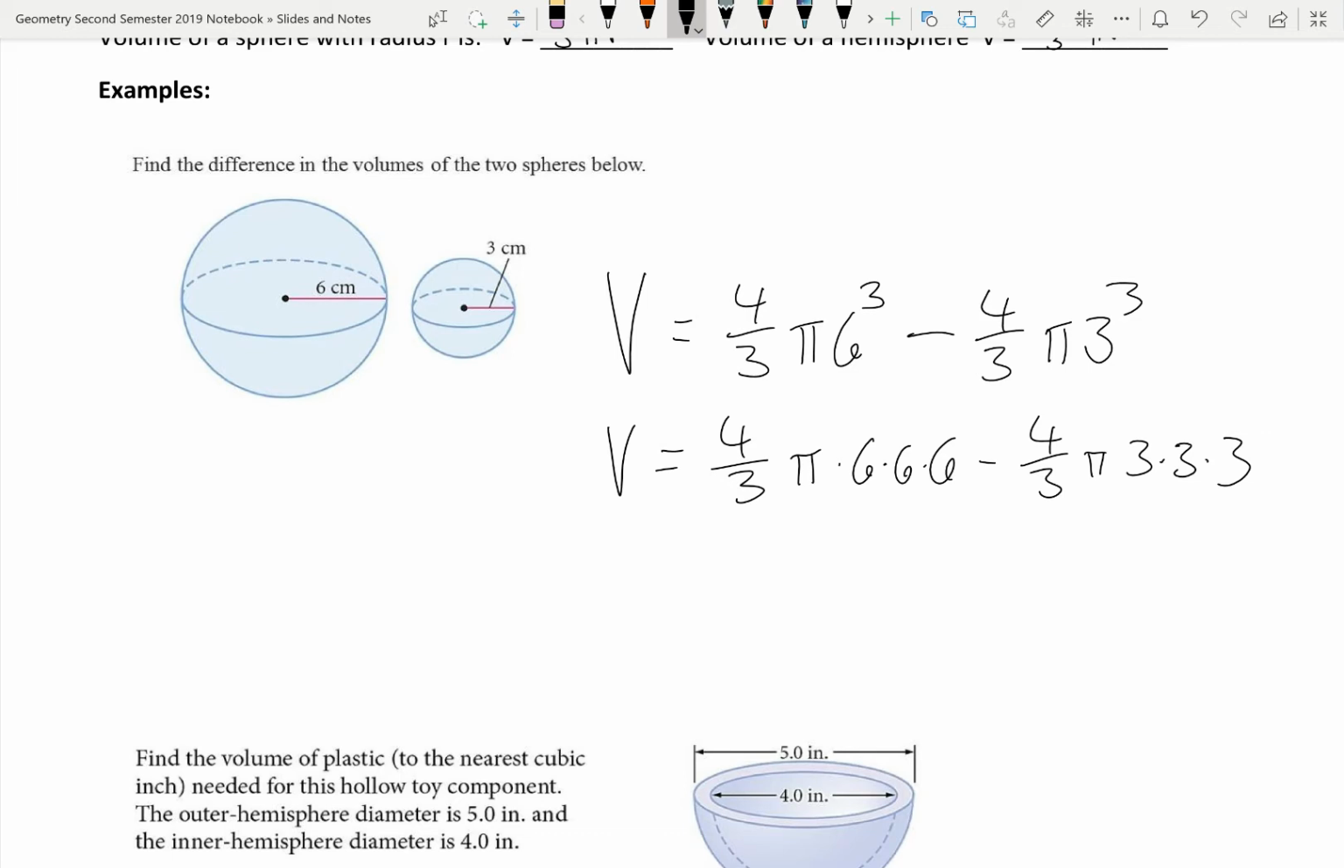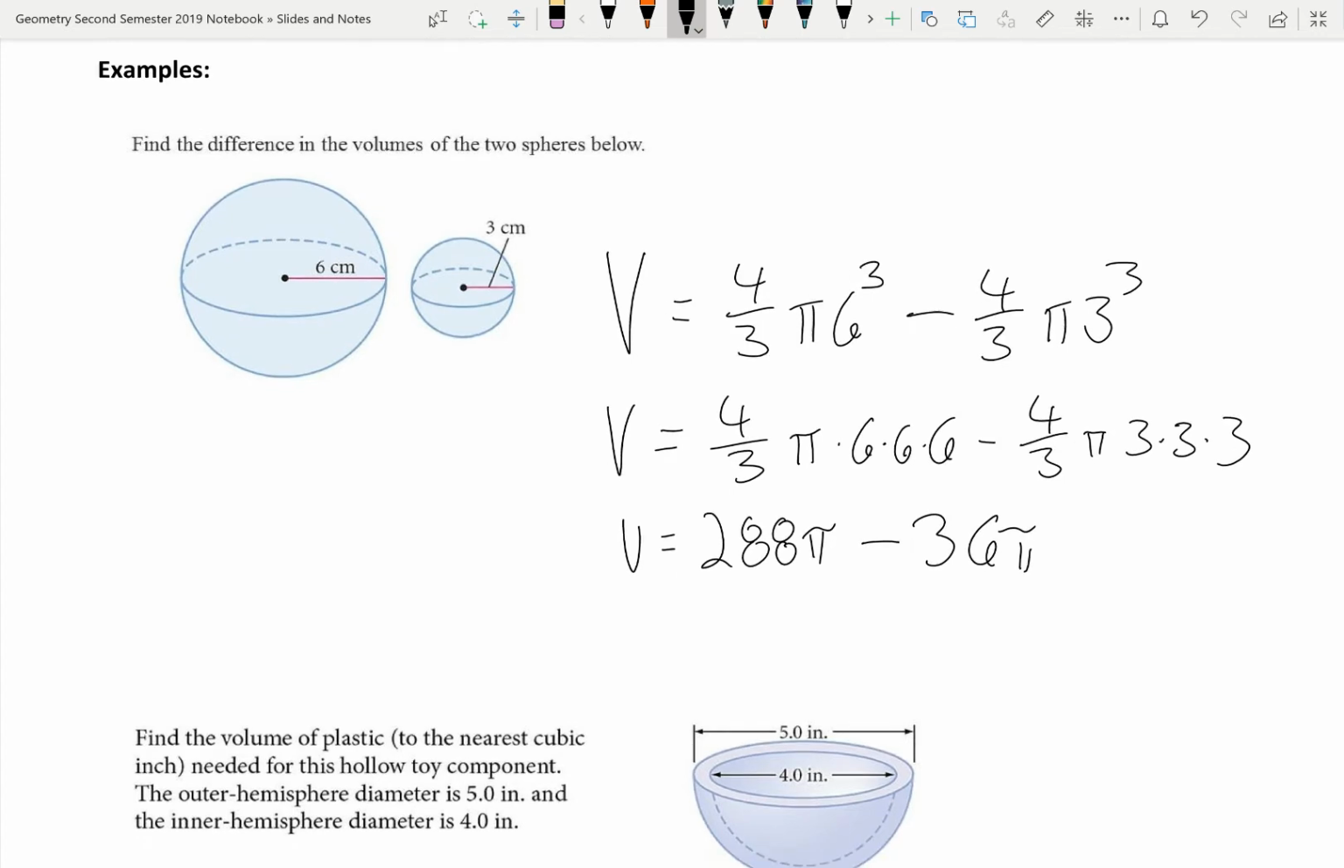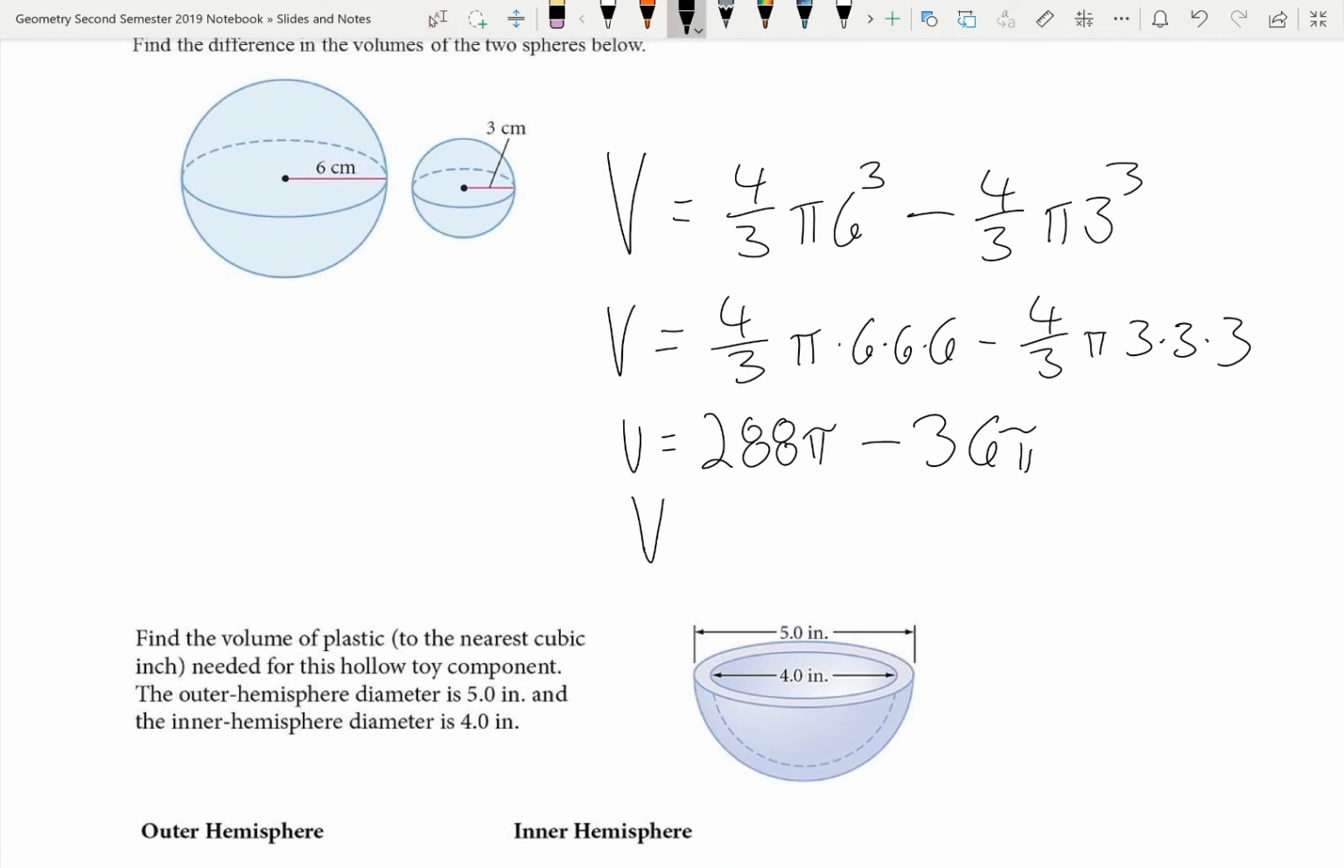So this is my calculator here. Let's see what I get. I'm going to get 288 pi, and I'm going to subtract off 36 pi. The result will be 252 pi centimeters cubed. And I'm done.